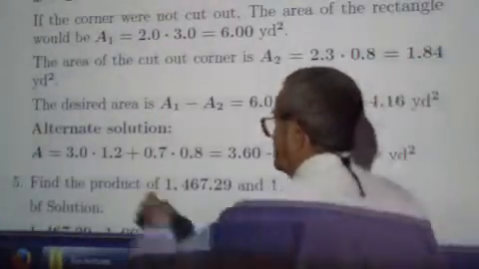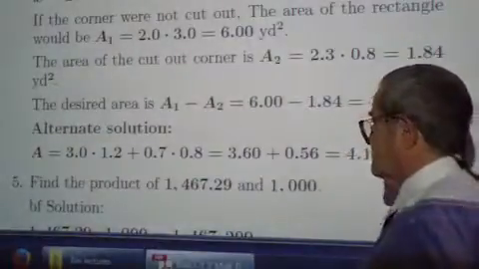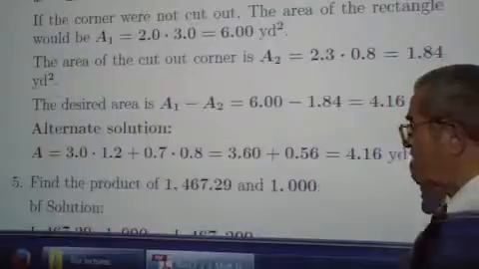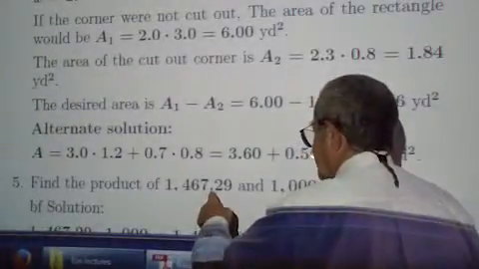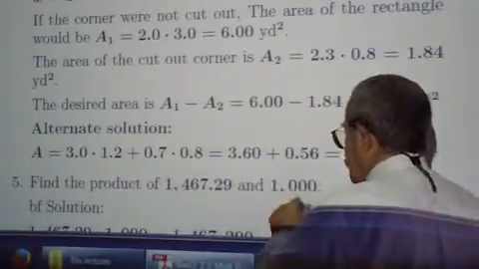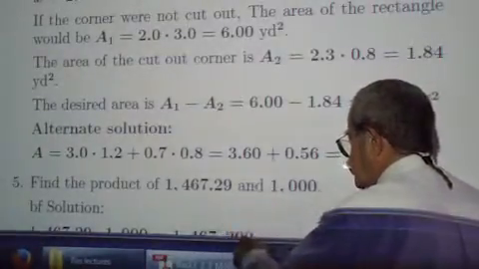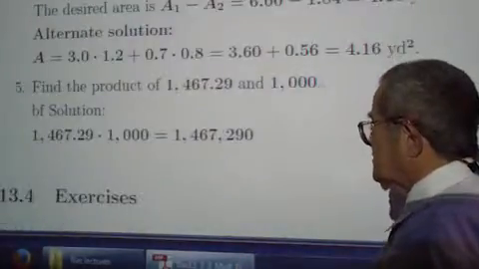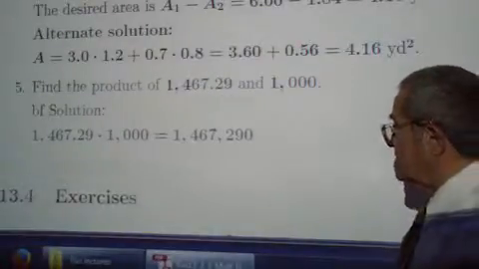Okay. 3 times 1.2 plus 0.7 times 0.8. And then you wanted to find the product of 1,467.29 and 1,000. 1,000 makes it bigger, move 1, 2, 3 places to the right, so you get 1,467,290. And then you want to get a set of exercises, to which I give you the answers next time.